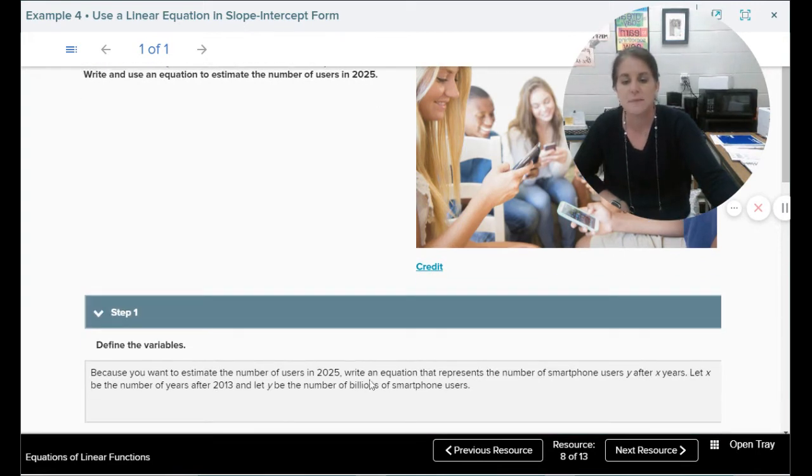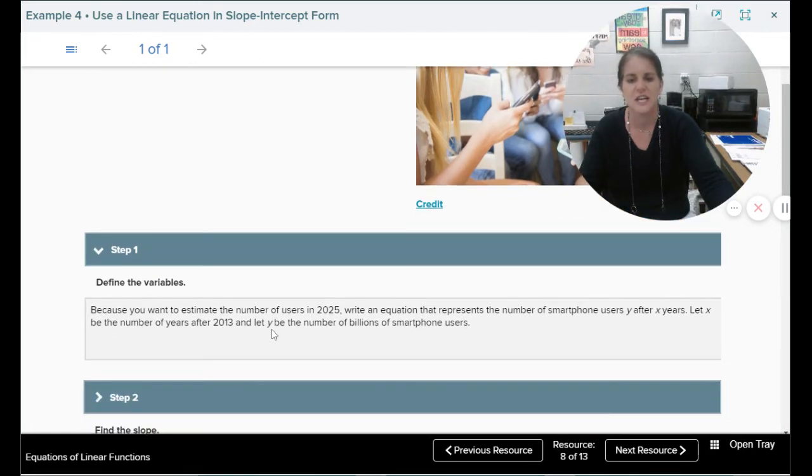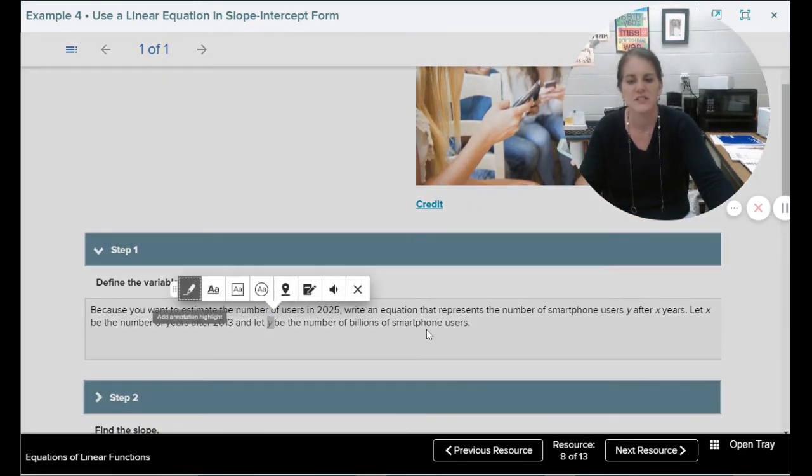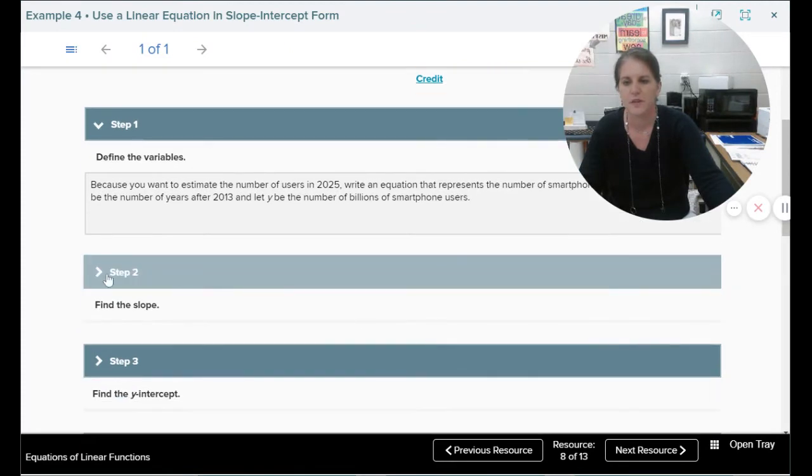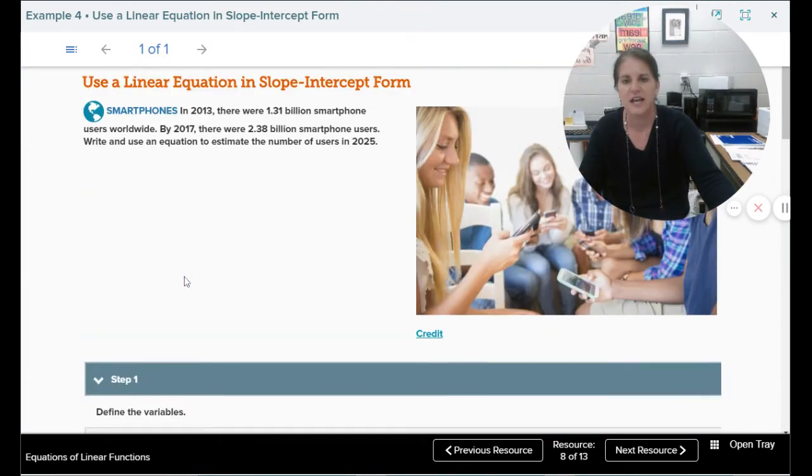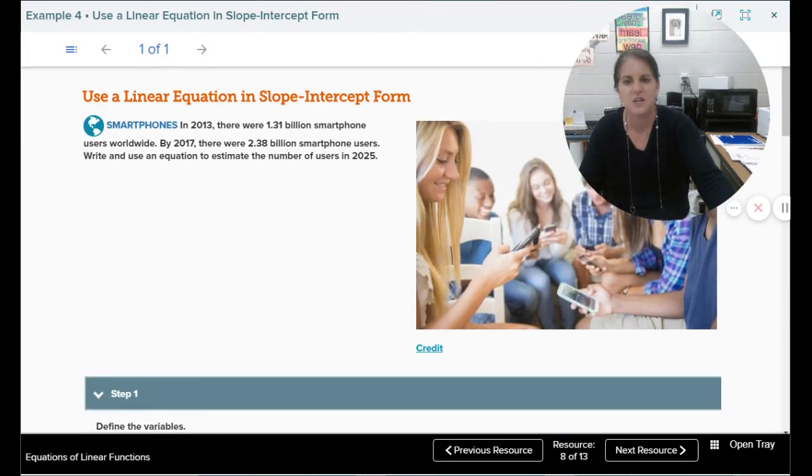Because we want to estimate the number of users in 2025, we need to write an equation that represents the number of smartphone users y after x years. So y represents how many users, x represents the number of years that have passed. So we're going to let x be the number of years after 2013 and y be the number of billions of smartphone users. So first we need to find our slope, which is exactly what I was doing when I said, look how many years passed and how much it's changed.